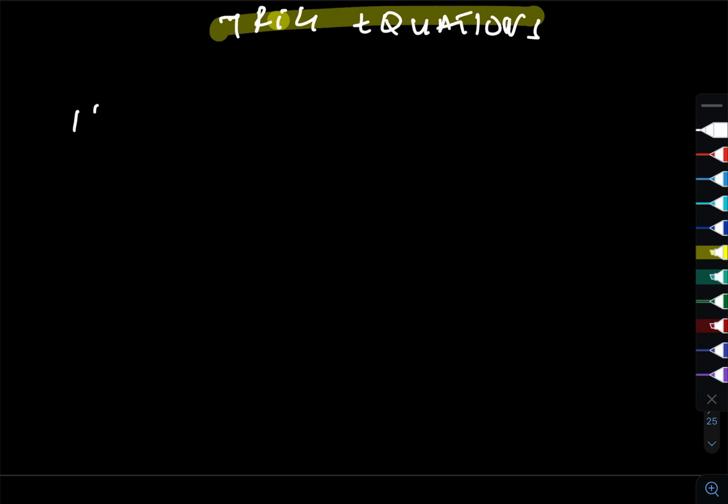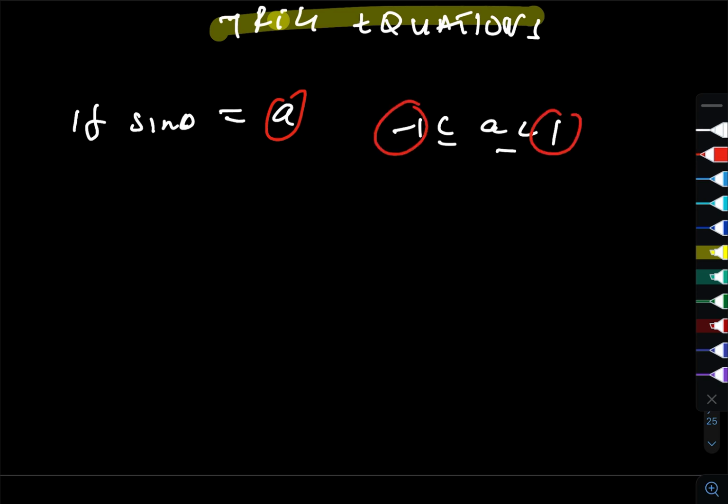Let's say you're given sine theta equals a. The a here is just a number. That number a should be between -1 and 1, but it can also equal 1 or -1. Hence you see the compound inequality: less than or equal to for -1, and less than or equal to +1.